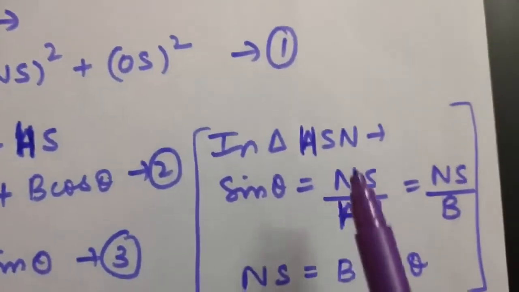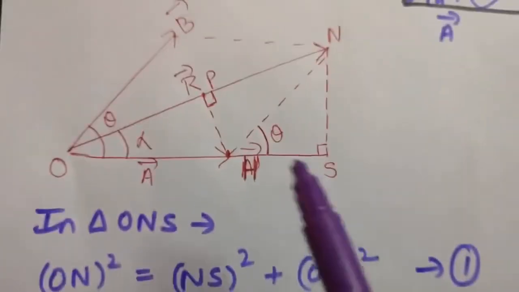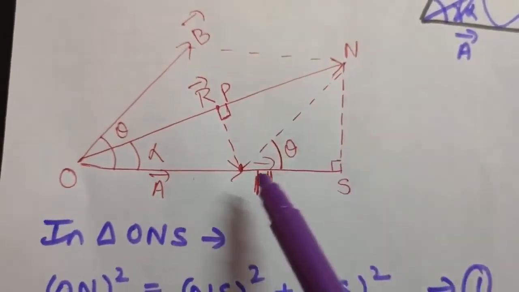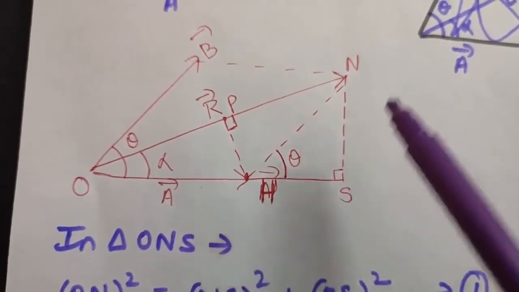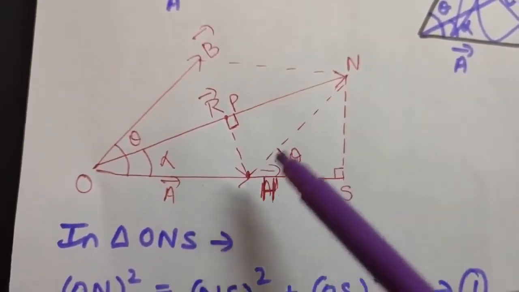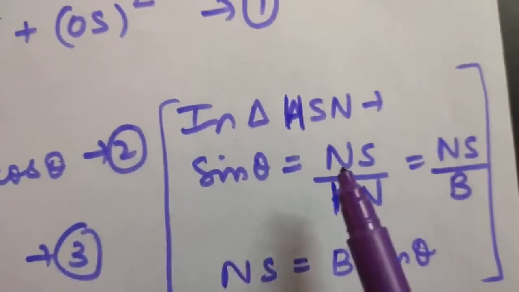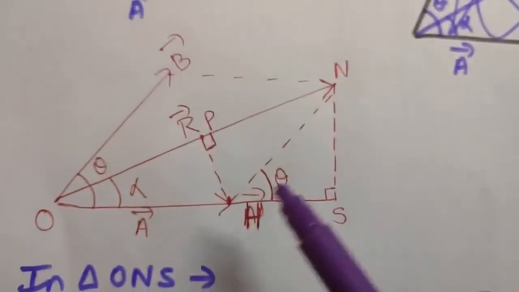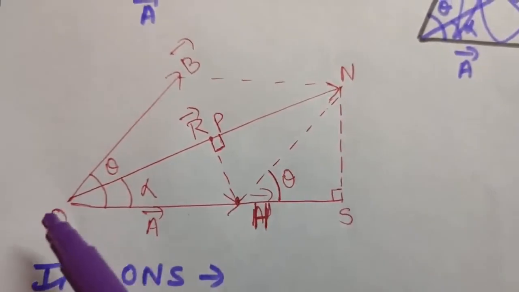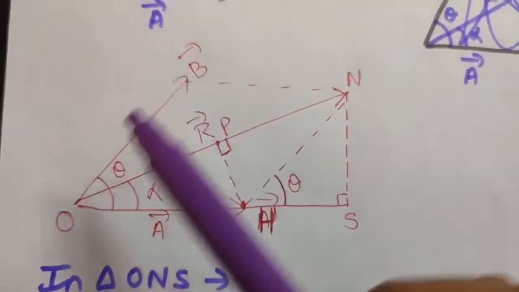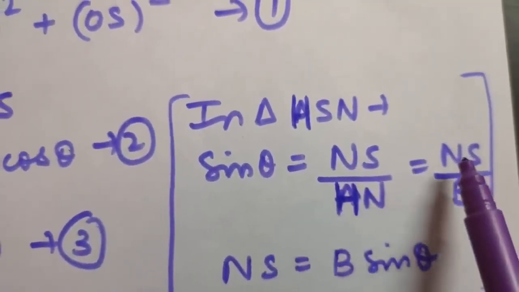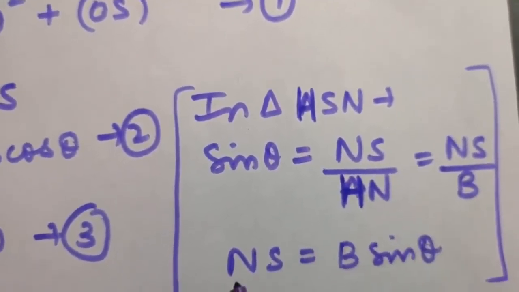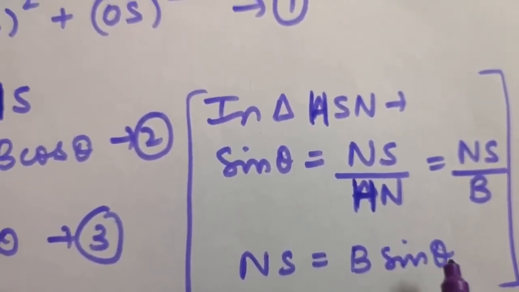Now in this triangle HNS, let us calculate the value of sine theta. So sine theta is perpendicular upon hypotenuse, that is NS upon HN. Now this HN is nothing but B, because this is the line parallel to B only. So HN is equal to B vector. So sine theta is NS upon HN. I am keeping NS as it is, and HN will be B. So from here NS will come to be B sine theta.